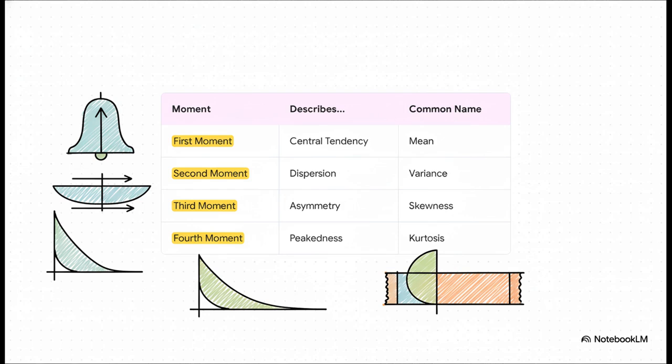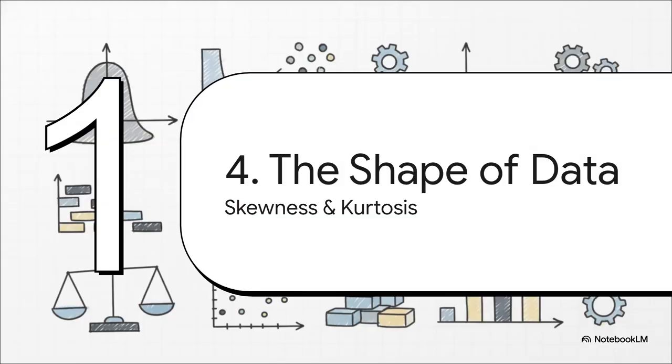But wait, there's more. The third moment, called skewness, tells us if our data is symmetrical or lopsided. And the fourth moment, kurtosis, tells us about the peakedness and warns us about extreme outliers. These four together, they give us a complete profile of our data. Now that we have this amazing framework, let's dig into those two higher moments. What can skewness and kurtosis really tell us about the shape of our data?